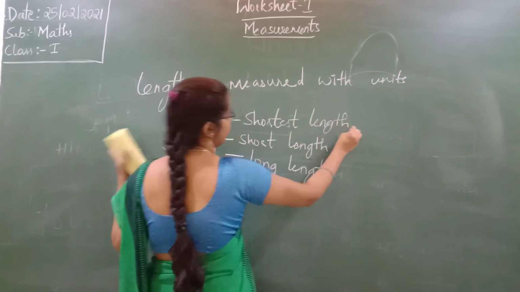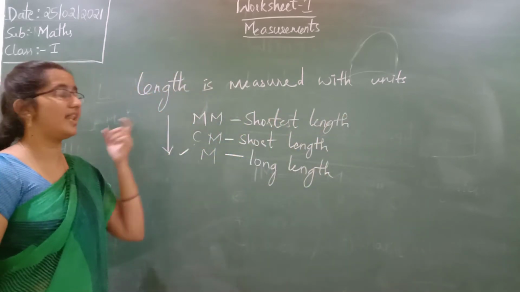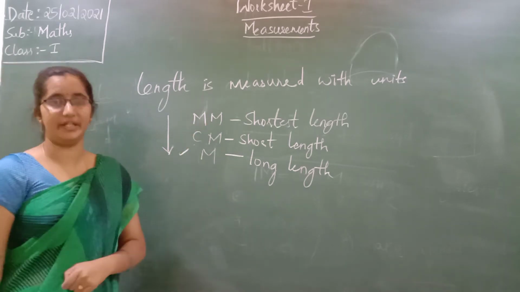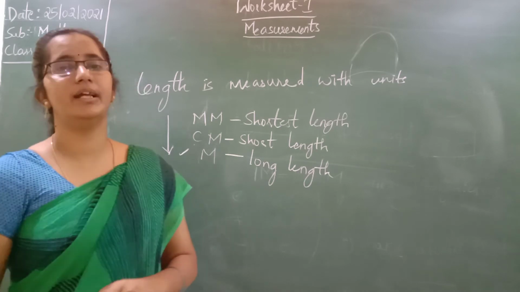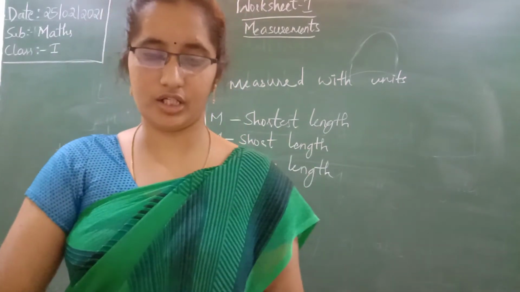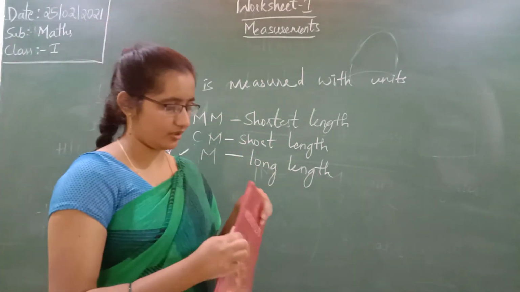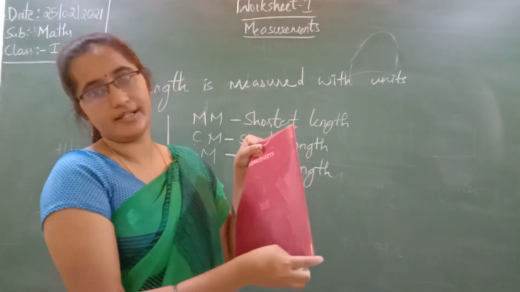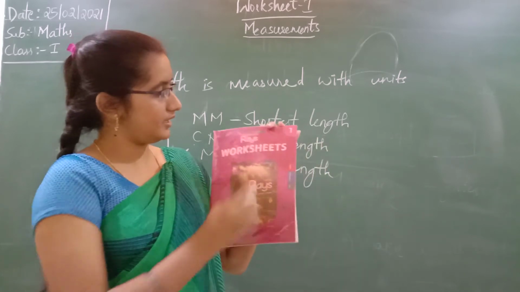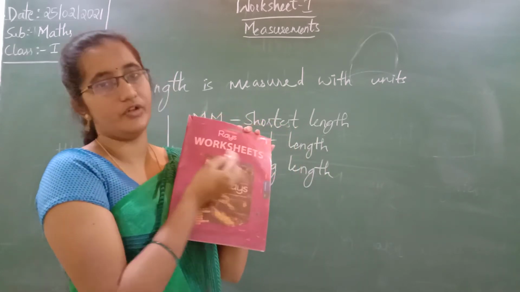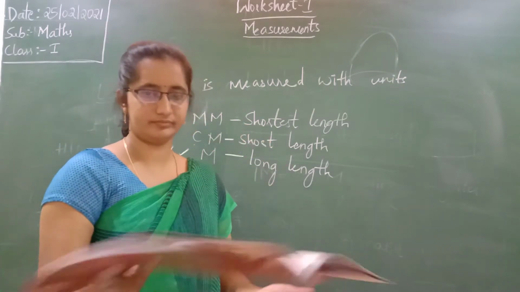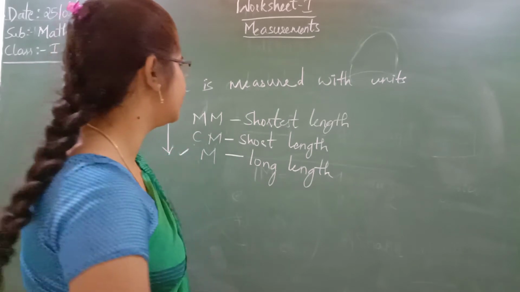Shortest means among these three, this is very less. When we have a very small length, we will go with millimeters. Suppose take your worksheet book. See here, this we calculate in centimeters. But for these smaller ones in the worksheets, we go with millimeters. They are smaller. Got it?